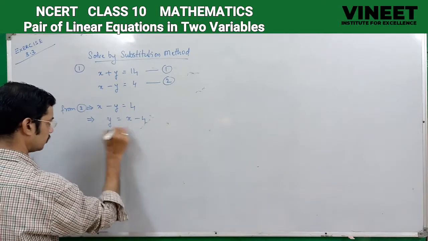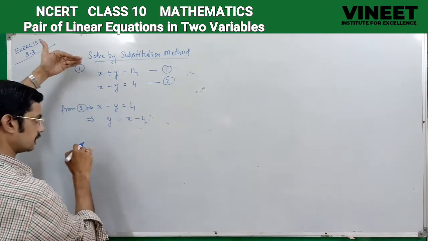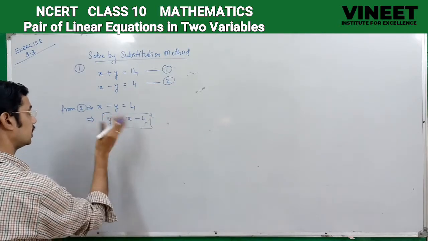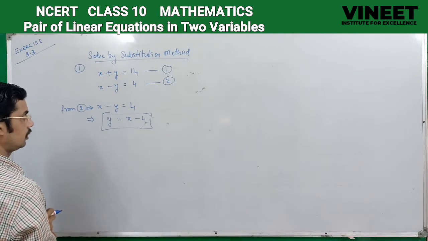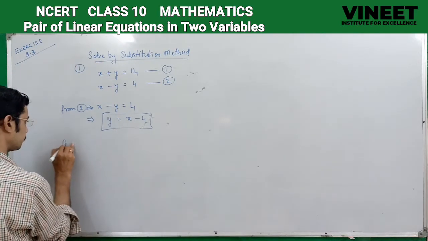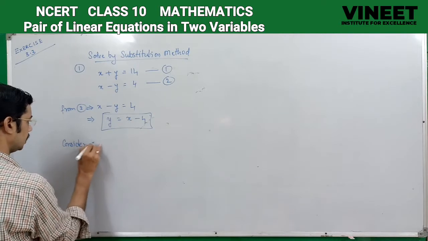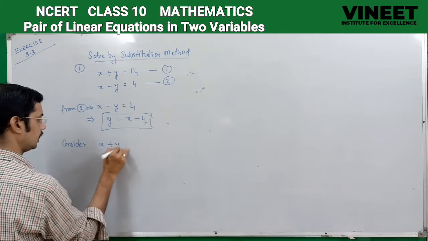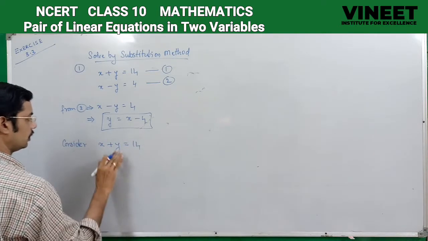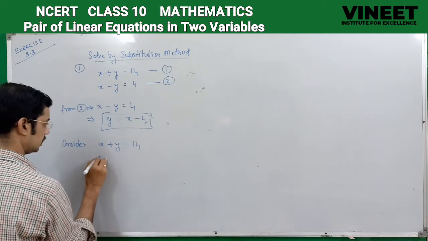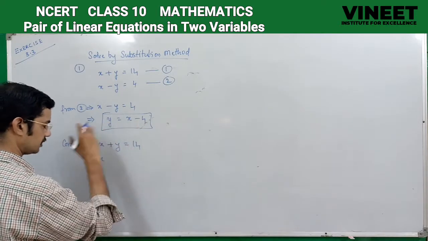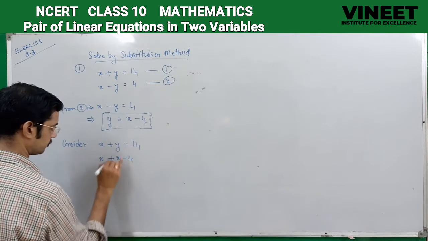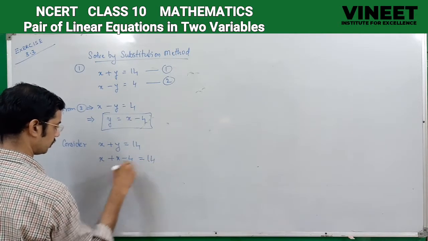Okay, so I will be using this substitution into the first equation. So I will be putting this value of y, this expression, into equation number 1. Equation number 1 is x plus y equal to 14. Now instead of y we will be putting this expression, replacing y in terms of x. So y is x minus 4, that is equal to 14.